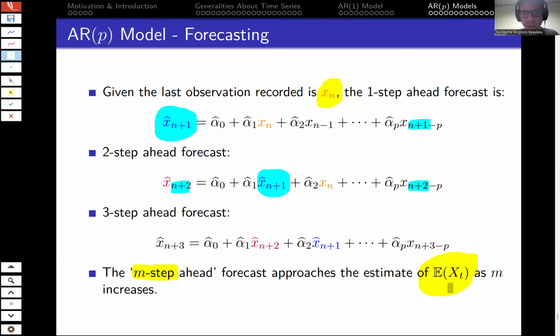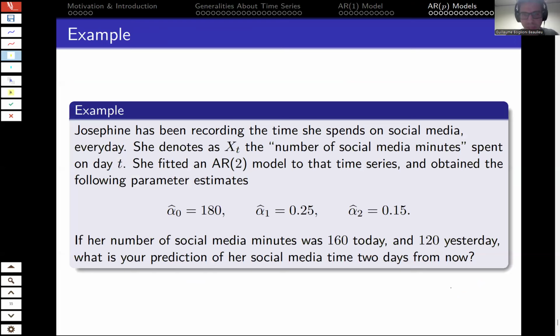And we can probably illustrate that with this last example for this set of slides. So let's review. And here Josephine makes a comeback. I think we haven't seen her in a while. So Josephine has been recording the time she spends on social media every day. She denotes X_t the number of social media minutes that she has spent on day t. She fitted the AR(2) model to that time series and obtained the following parameter estimates. So she's done the fitting already, and she gives us the values.